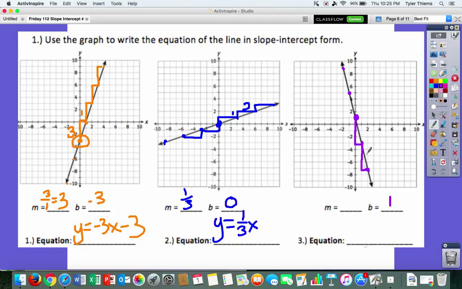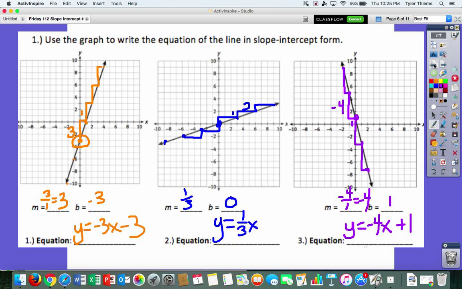Notice how the rise is going down this time from left to right, which means, again, it's going to be a negative slope, going down 1, 2, 3, 4, so minus 4 over 1. So a slope of minus 4 over 1 is equal to a slope of negative 4. So the equation for this line would be y is equal to negative 4x plus 1.